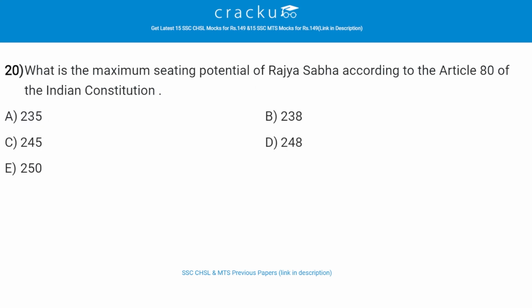What is the maximum sitting capacity of Rajya Sabha according to Article 80 of the Indian Constitution? The correct answer is E, that is 250. So, the maximum sitting capacity of the Rajya Sabha is 250 according to Article 80 of the Indian Constitution.